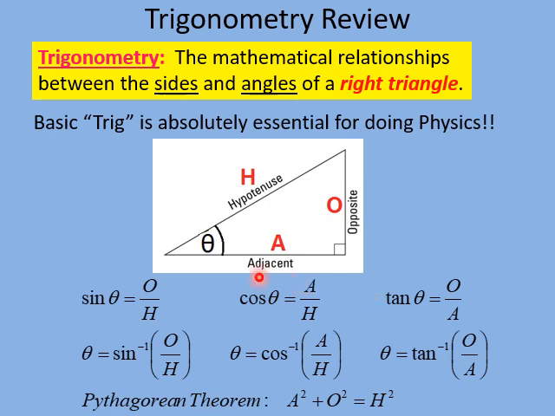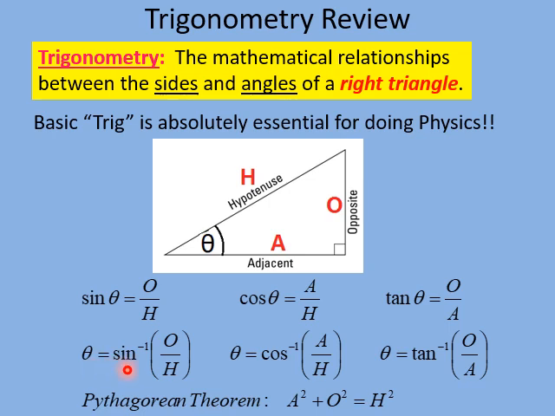The tangent of theta is defined as the opposite over the adjacent, so O over A. Now, we can also take these three relationships for sine, cosine, and tangent, and basically invert them to solve for the angle, because a lot of times we want to know what the angle is. So in order to solve for theta, we take the inverse of the sine theta function to give us theta. So we write this as follows.